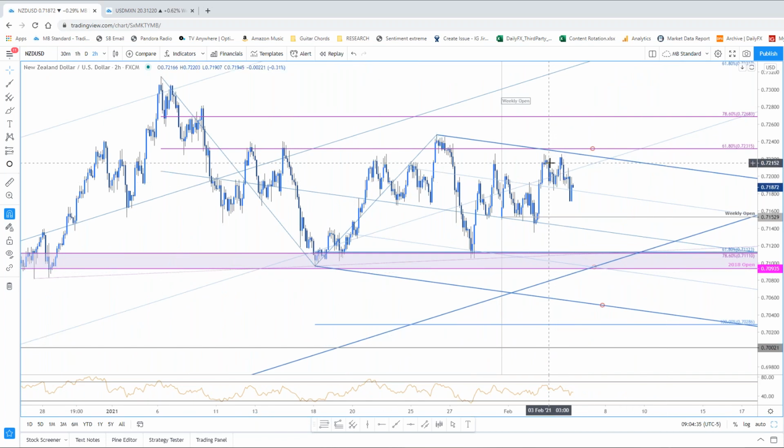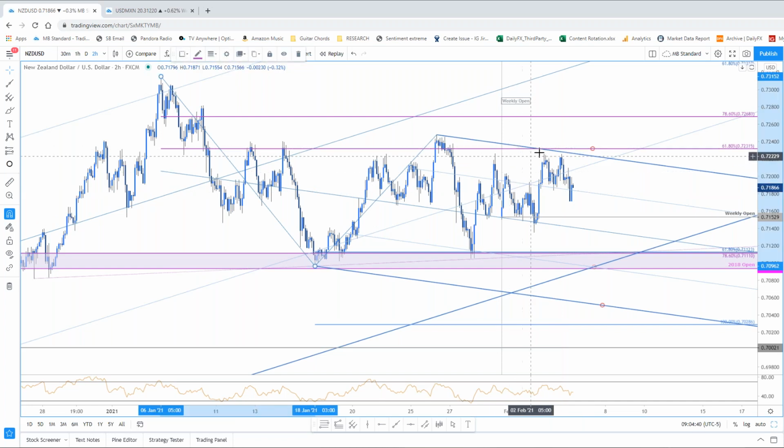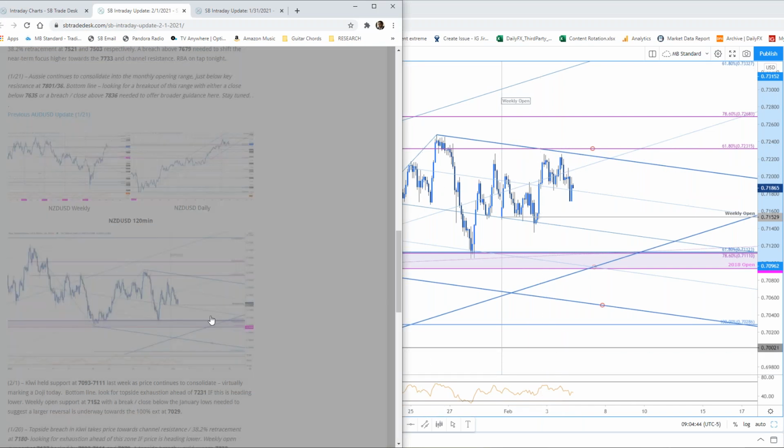I was very close to doing something here yesterday. I didn't. But, beautiful play. This was my ideal scenario. I had a marker there. I think I had it there on the report.